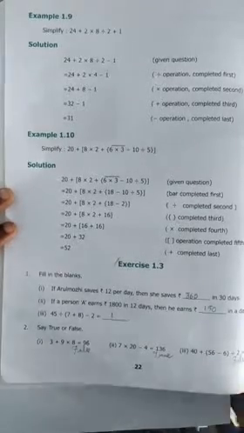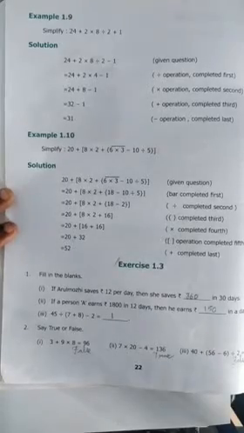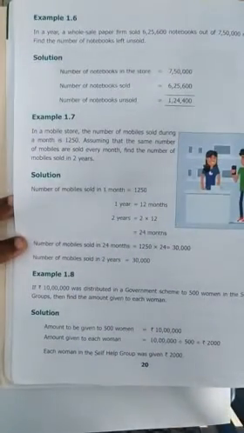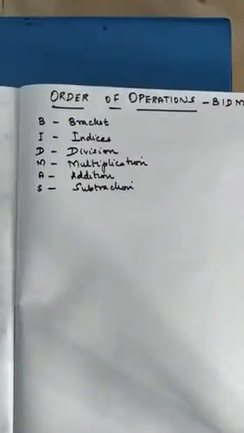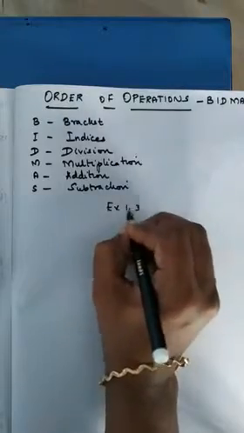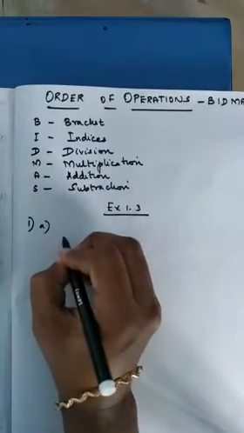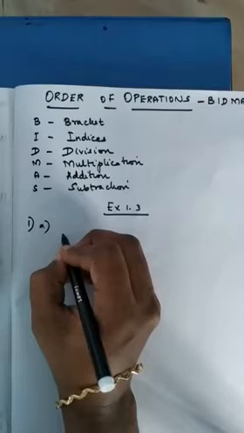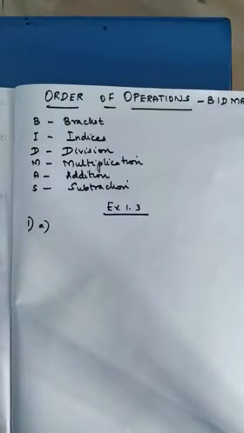Before that you should write the page number 21. You should write from page number 21 what is the expansion for BIDMAS, and only then go to the exercise. Okay children, now we will see how we are going to solve the first fill in the blanks, exercise 1.3. First one, fill in the blanks. Arulmali saves rupees 12 per day. Then how many rupees does she save in 30 days?